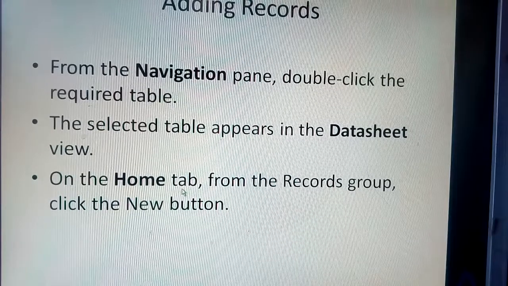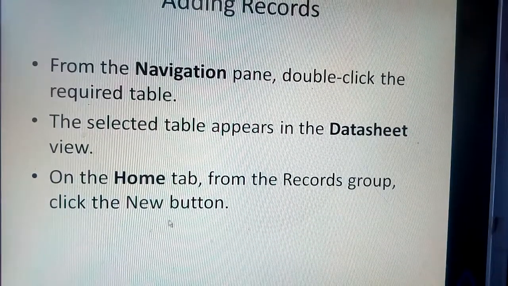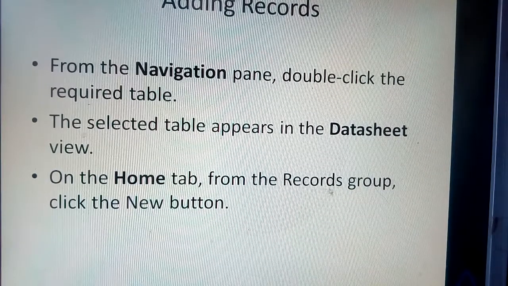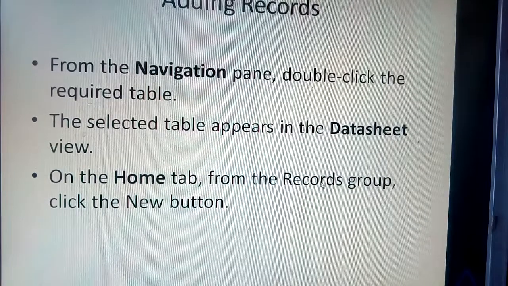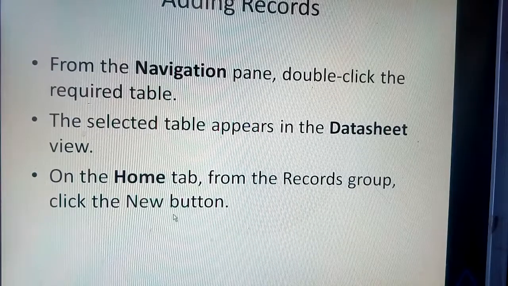Now from the Home tab, Records group, click the New button. First you click on the Home tab, there you can see the Records group. There are different types of groups there, so you have to see the Records group. From the Records group, click on the New button.